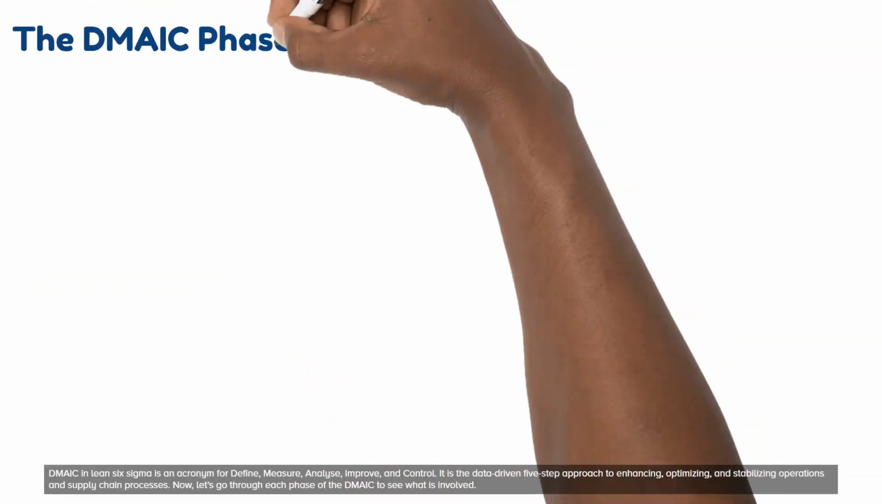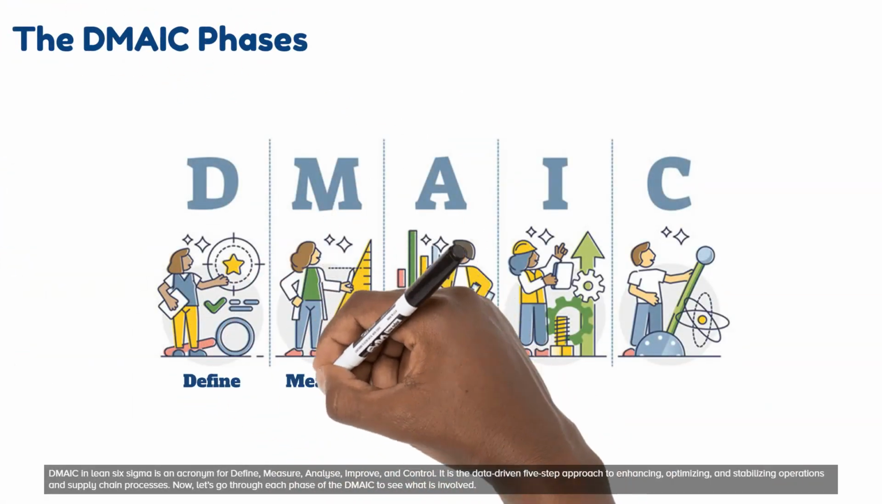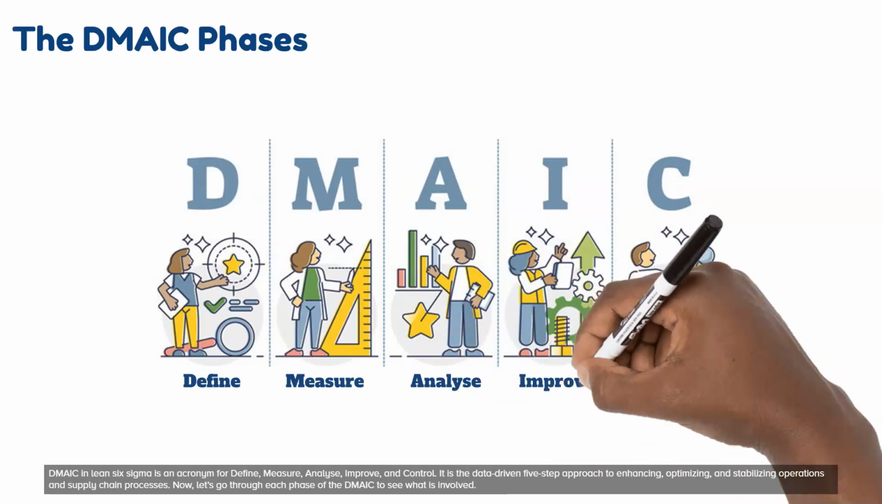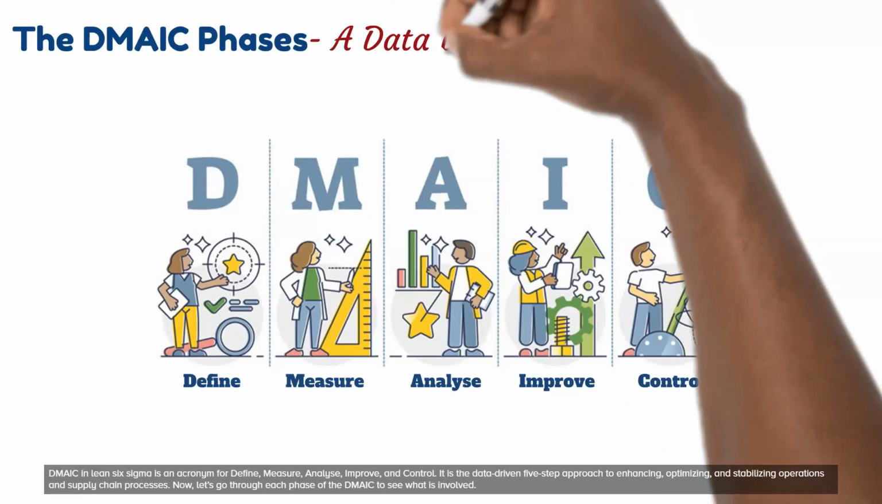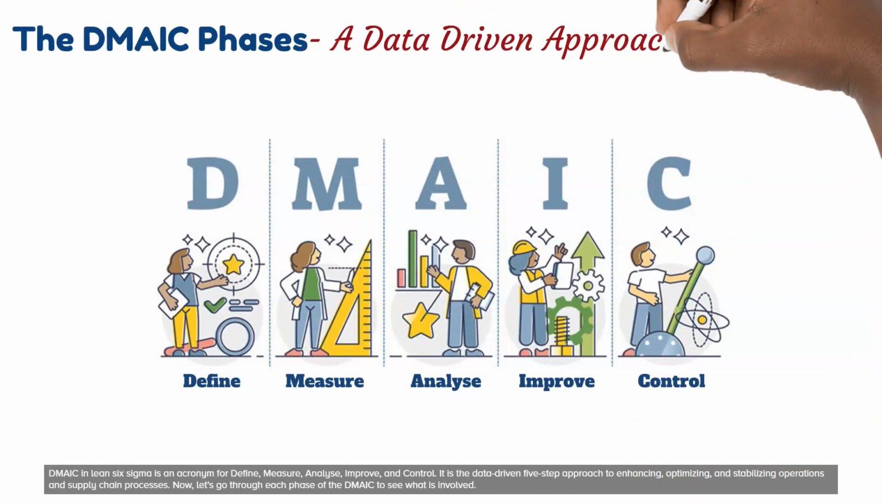DMAIC in Lean Six Sigma is an acronym for Define, Measure, Analyze, Improve, and Control. It is the data-driven 5-step approach to enhancing, optimizing, and stabilizing operations and supply chain processes. Now, let's go through each phase of the DMAIC to see what is involved.